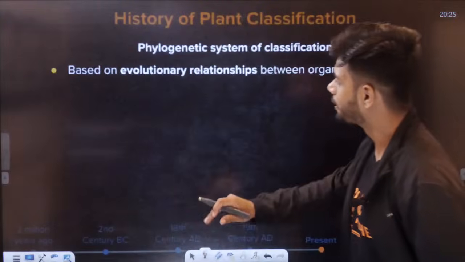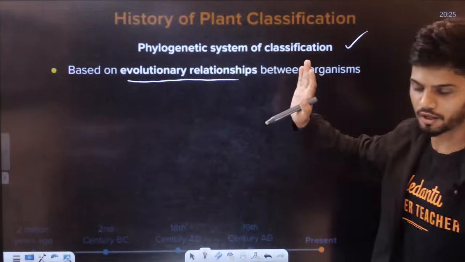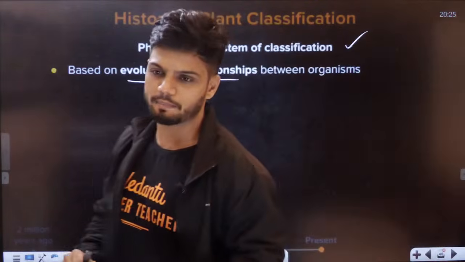I'm trying still. Okay. Now, this phylogenetic system of classification is based on evolutionary relationship. Now, what do I mean by that, students?